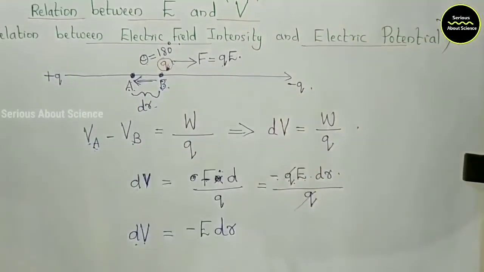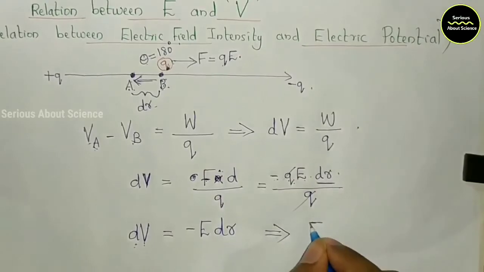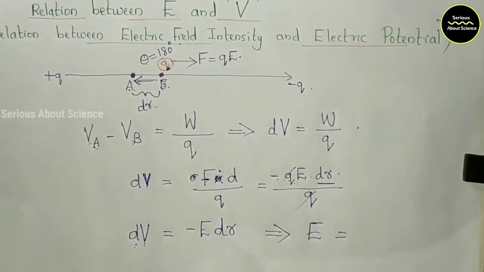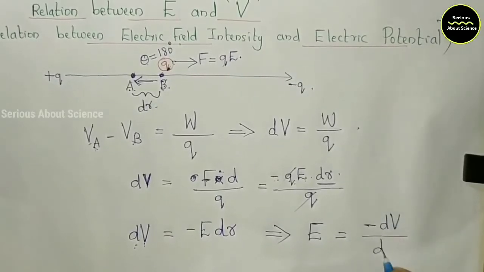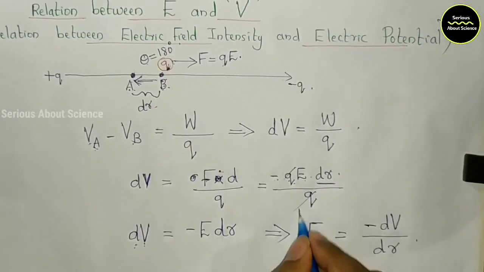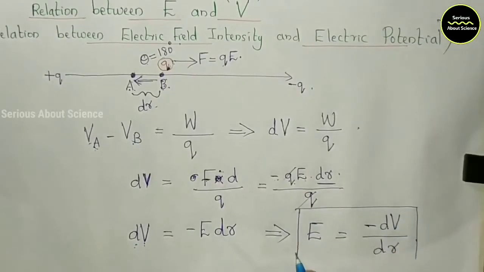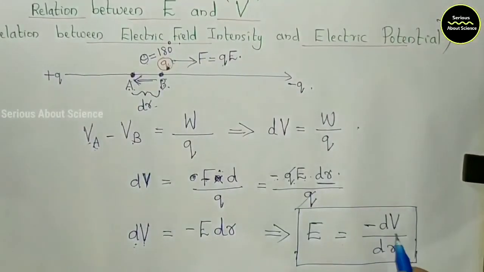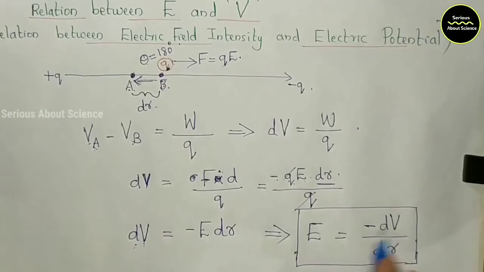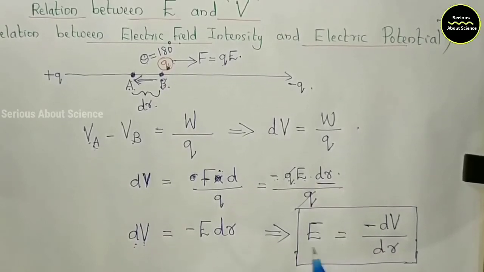dV, the change in electric potential, will be equal to minus E into dr. I will rearrange this equation like this. E, that is electric field intensity, will be equal to minus dV by dr. That will be the required expression that connects E and V. Electric field intensity E will be equal to minus dV by dr. This is the required expression, and the quantity dV by dr is called potential gradient. That's a very important term.